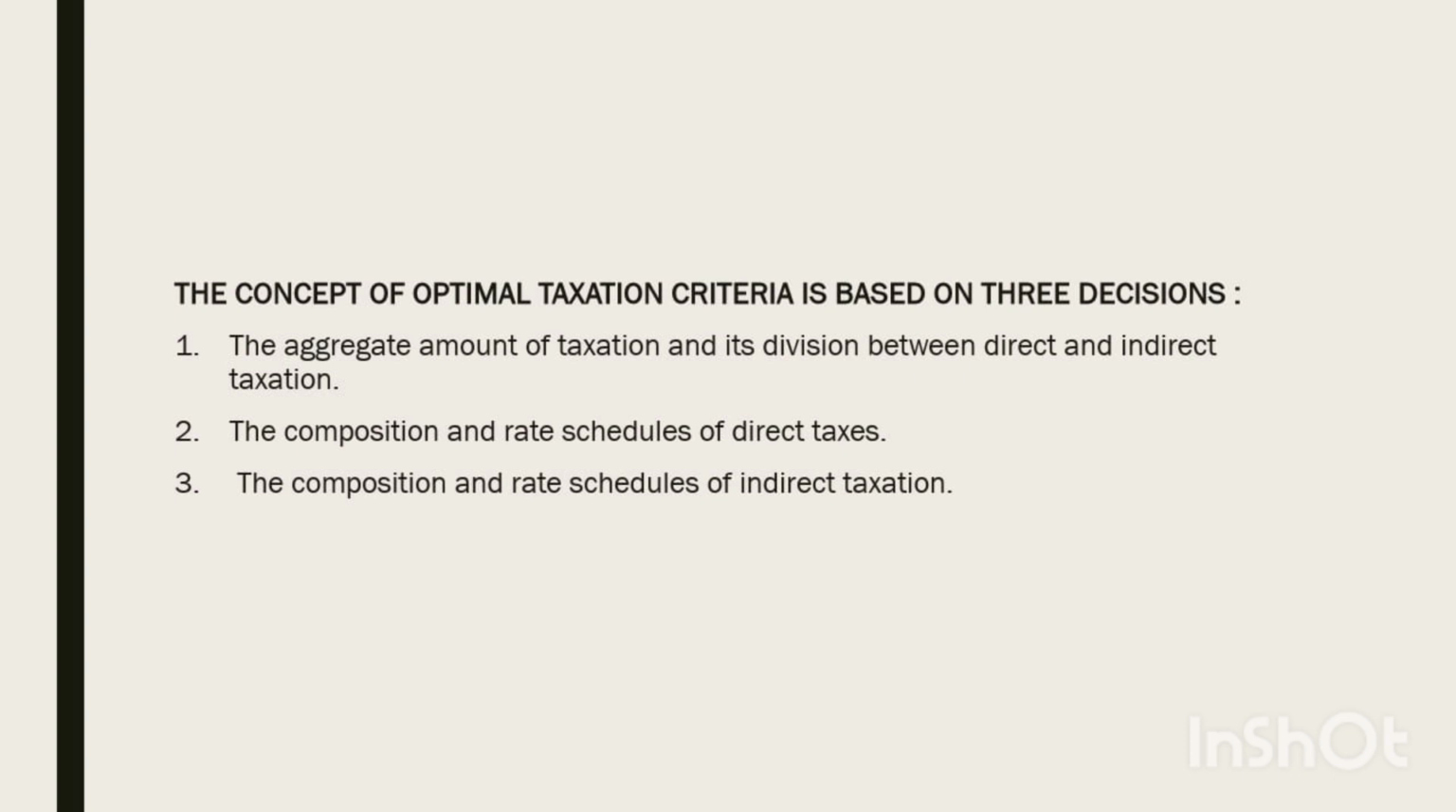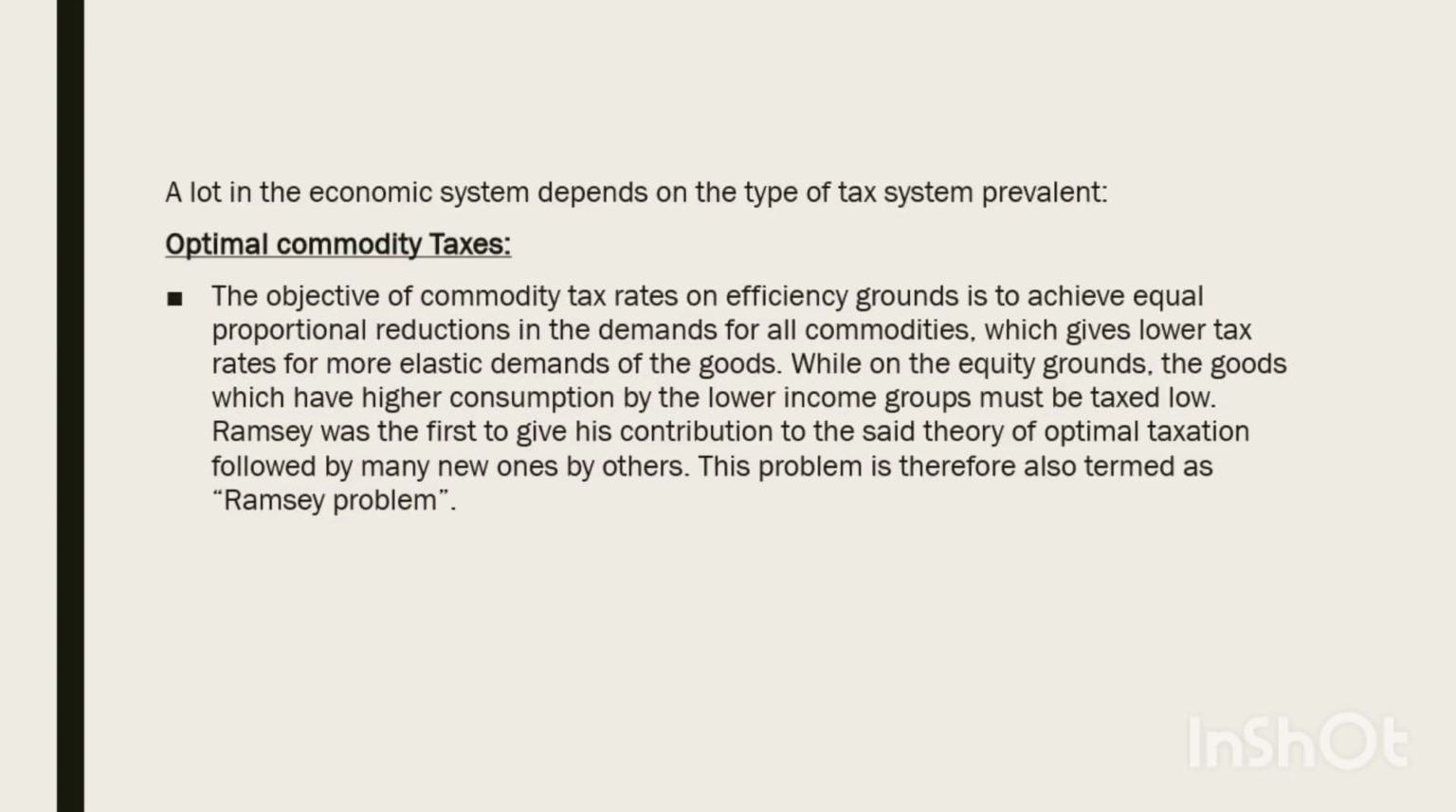In summary, optimal taxation gives importance to the social welfare and efficiency aspects of taxation. A lot in the economic system depends on the type of tax system prevalent. Then we will discuss the optimal commodity taxes. The objective of commodity tax rates on efficiency grounds is to achieve an equal proportional reduction in the demand for all commodities, which gives lower tax rates for goods with more elastic demands. While on equity grounds, the goods which have higher consumption by the lower income groups must be taxed low.